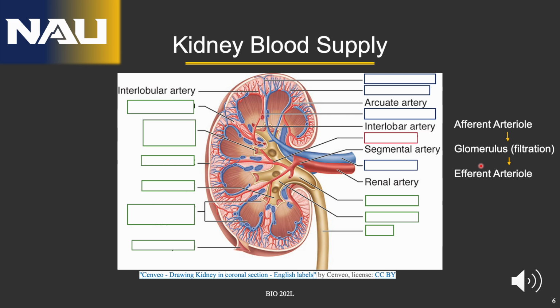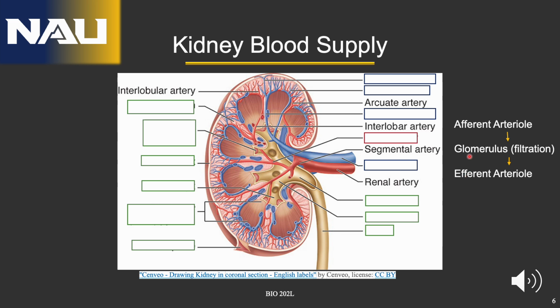Post-filtration, blood exits the glomerulus via the efferent arterioles. So afferent is arriving, it starts with an A, and efferent is leaving, exiting. The E in efferent stands for exiting. The efferent arterioles then form a network of capillaries surrounding the nephron to facilitate further resorption and secretion. We'll cover that in the next slide.